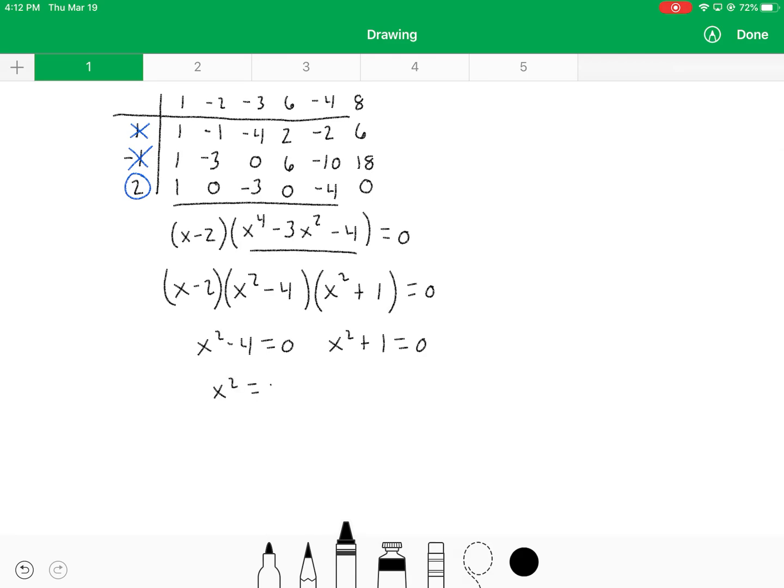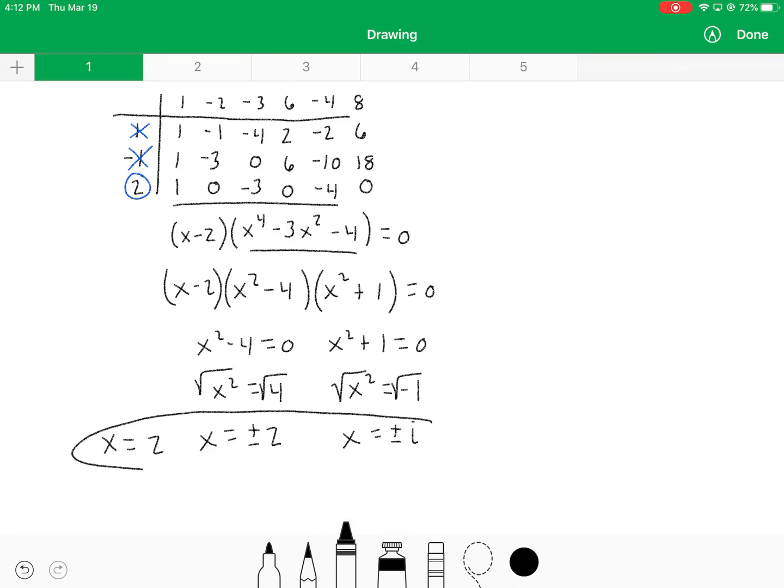I can just add 4, square root both sides, x equals plus or minus 2. And similar over here, I can subtract 1, square root both sides, x equals plus or minus i. And then don't forget about the first value of x that you had from your substitution up there. So in total, you will end up with 5 solutions.